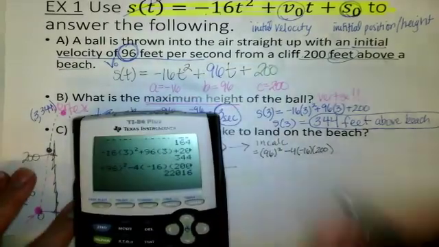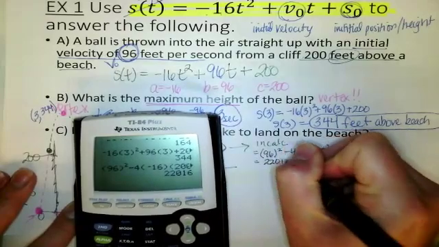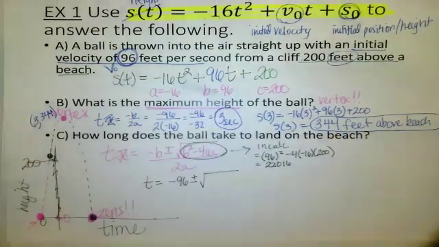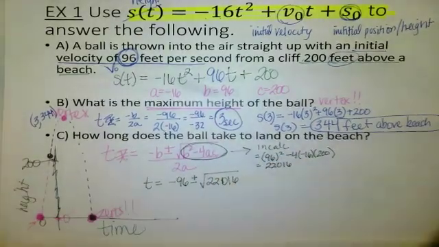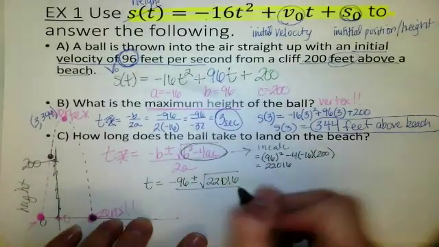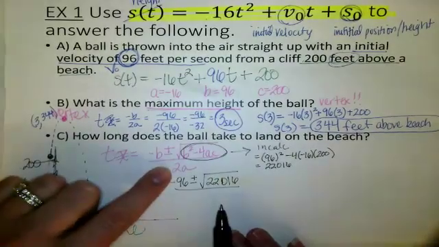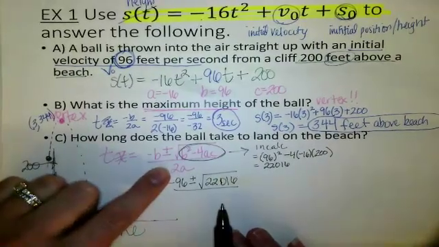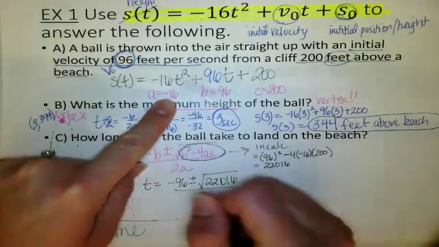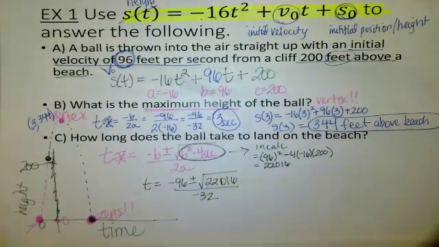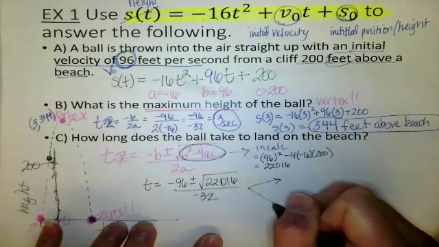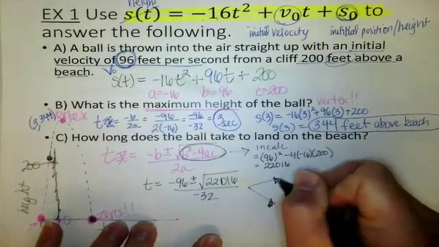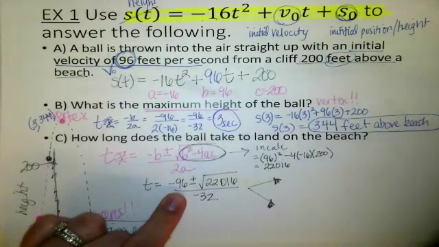And I get a very large number, 22,016. That is under my radical. All over 2 times A. What is 2 times A? Negative 32. 2 times negative 16 is negative 32. So you can do a lot just on your calculator, in one step. Now, all of these are numbers. So this is where we have to separate it into 2 things, that, again, we can use our calculator for.